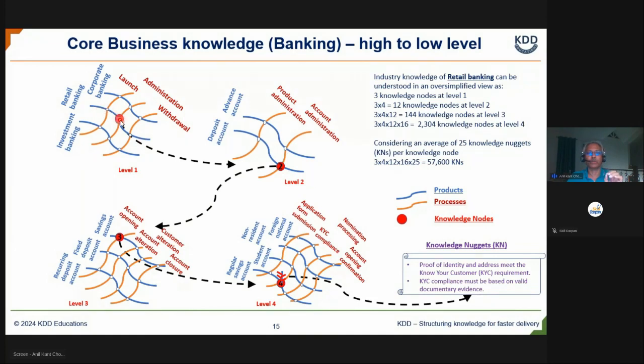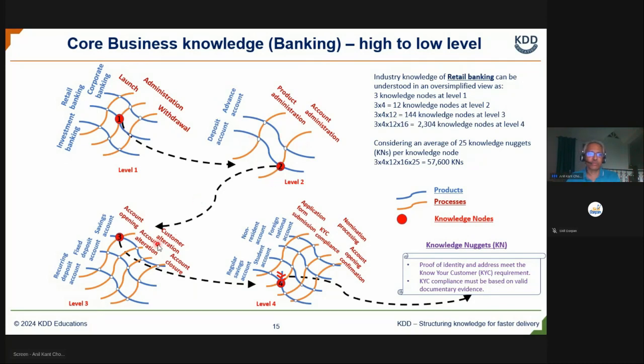Level 1, there are 3 nodes, corresponding to 3 different processes at that level. When we go to the next level, this has become 4 nodes. So 3 into 4, assuming all other nodes at level 1 also break down at the same composition of products and processes. It could be more also, it could be less also, but for simplicity, let's assume that it is broken to next level 1, 4 nodes.